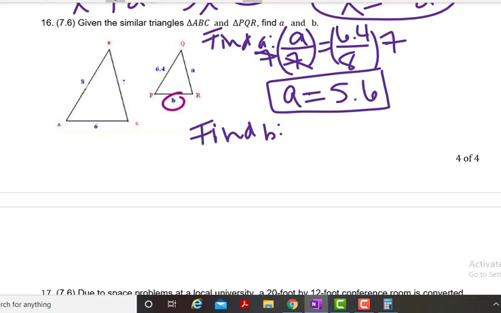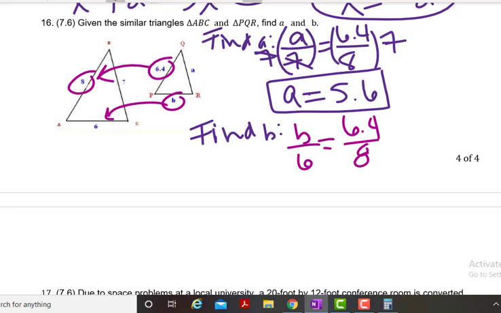Here's B, and we say B is proportional to 6, or B is to 6 as 6.4 is to 8. Multiply both sides by 6. B is equal to 4.8.